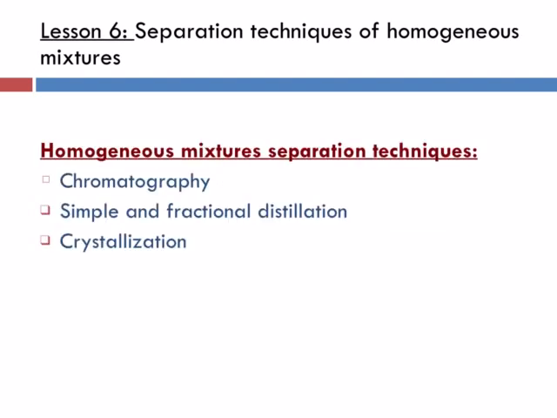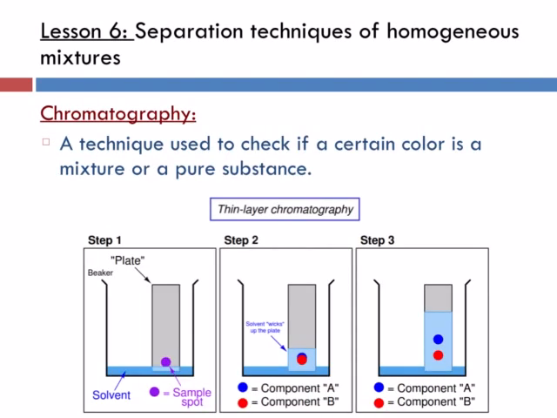In order to separate homogeneous mixtures, we can use three techniques. The first one is chromatography, that we already explained and we're gonna review it. Simple and fractional distillation that we're gonna explain today, and crystallization. Let's do a quick revision about chromatography.